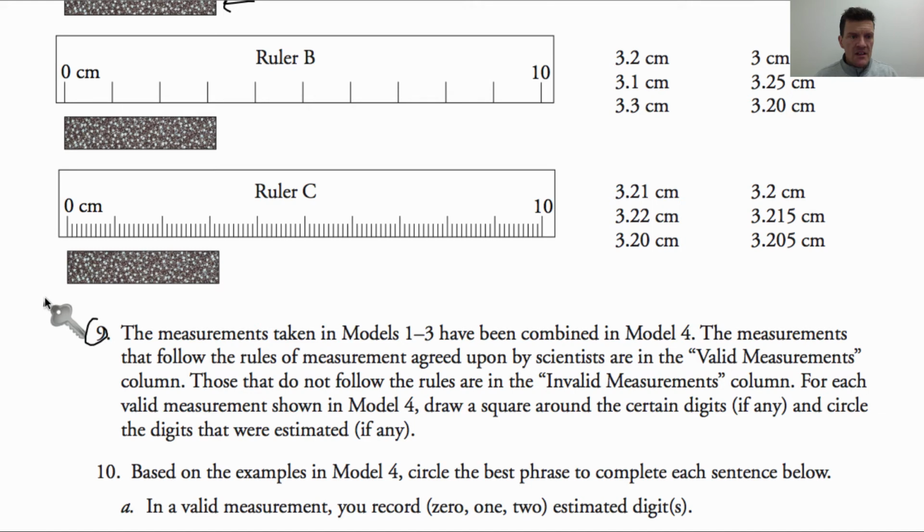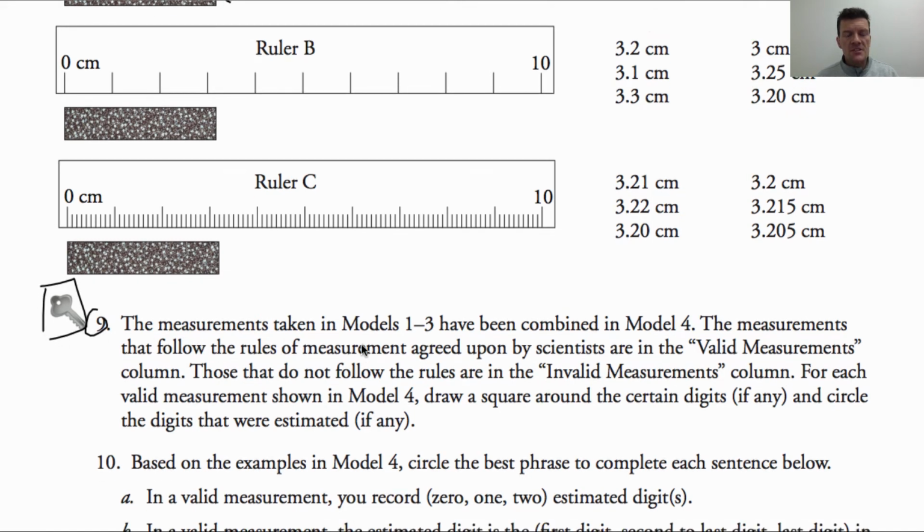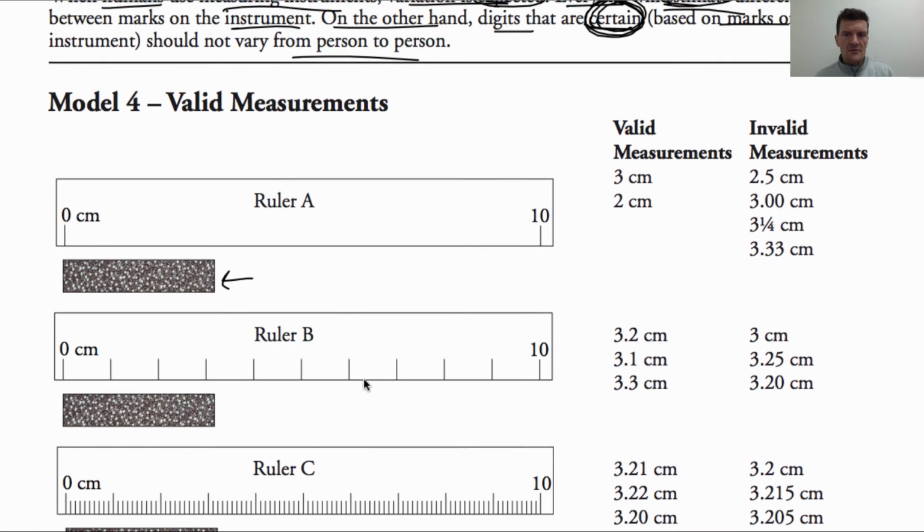Number 9, key point here. The measurements taken in models 1 through 3 have been combined in model 4. The measurements that follow the rules of measurement agreed upon by scientists are in the valid measurements column. Those that do not follow the rules are in the invalid measurements column. For each valid measurement shown in Model 4, draw a square around the certain digits, if any, and circle the digits that were estimated. So let me just clarify what they're saying here.